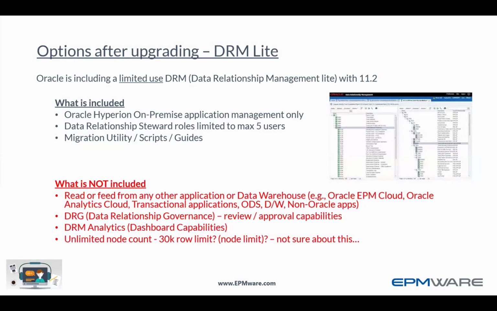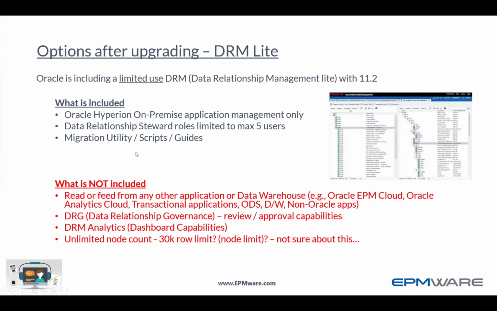Right, so now after upgrading from EPMA to 11.2, Oracle is giving us an option to use a DRM Light. If you don't know what DRM is, it's Data Relationship Management. It's a product to manage metadata, but it was only available for purchase before, and now there's a light version. What you get with that is DRM Light, which you can use to stage your applications and your hierarchies. You do get steward roles for a max of 5 users.